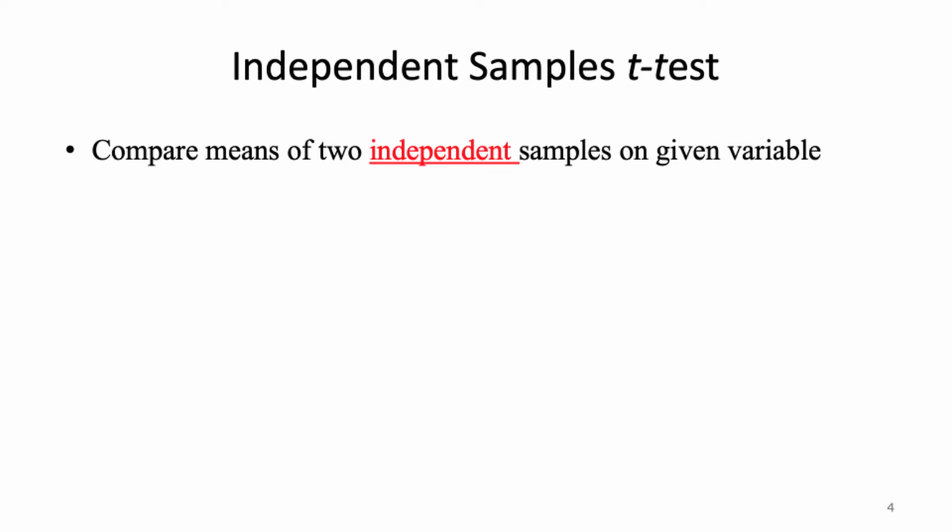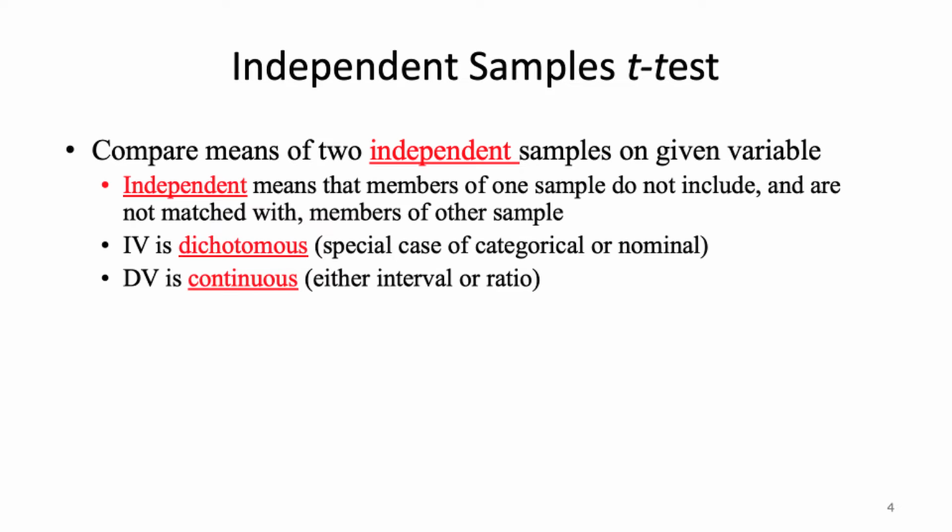The independent samples T-test. This is the most commonly used T-test that there is. We'll cover a couple of different sorts of T-test later. In this one, we're comparing the means of two independent samples on some given variable. Independent means that members of one sample are not a member of the other sample.